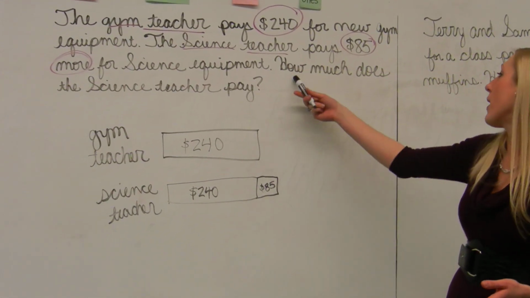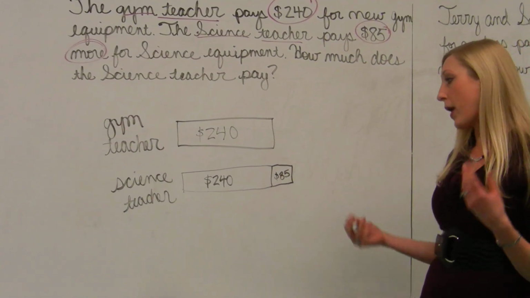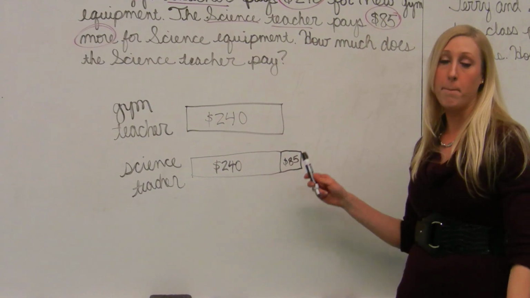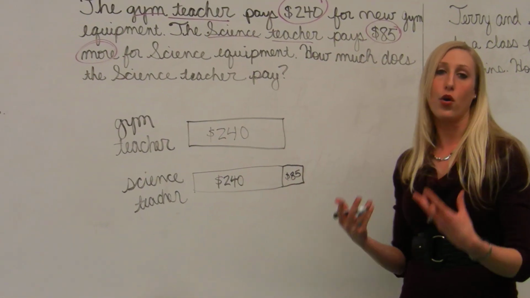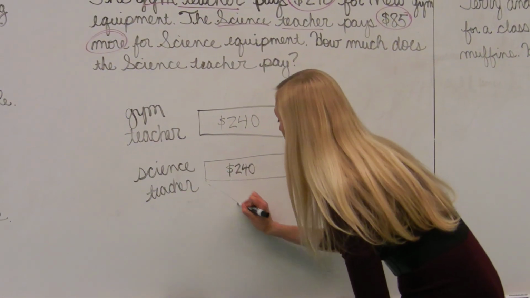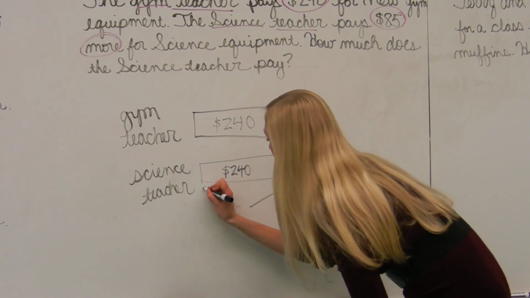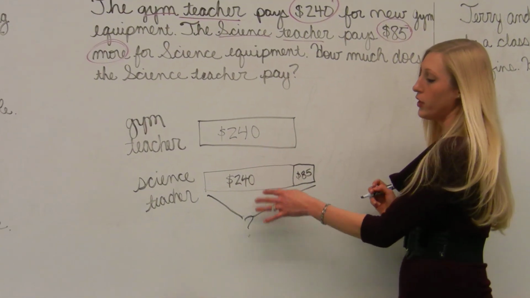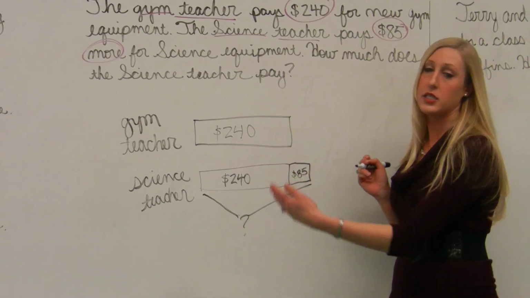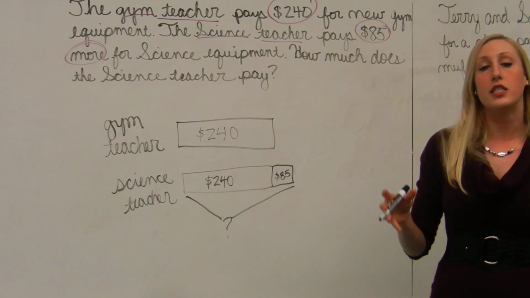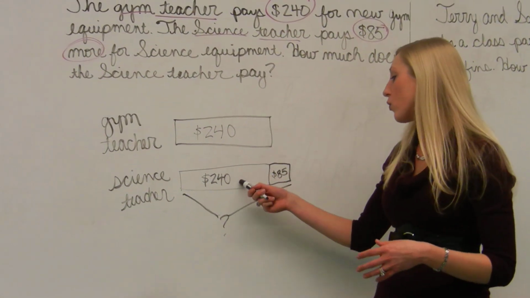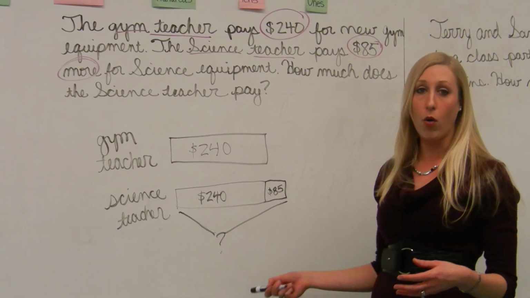Again, go back to your problem. How much does the science teacher pay? We can see our science teacher has a part, but is missing the whole. So what we want to do is draw two lines to show we are missing the whole that is created when you put your part and your part together. Okay. This is a signal to us that the operation we will be doing is addition. We need to add part 1 to part 2 to get our whole.